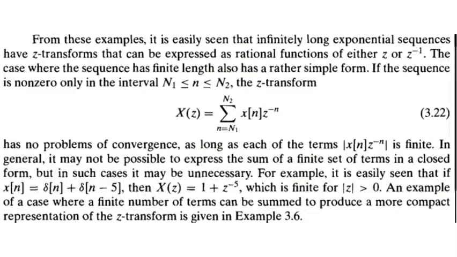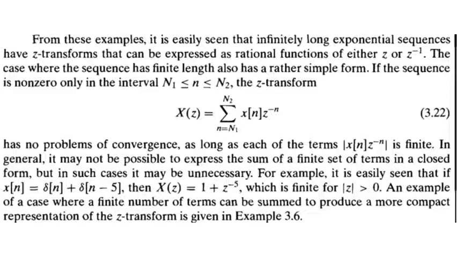From examples 3.1, 3.2, 3.3 and 3.4, we can see that infinitely long exponential sequences have Z-transform that can be expressed as a rational function. We have seen that the Z-transform is always in the form of P by Q. It has zeros, it has poles, which we can express either in Z or Z inverse. The case where the sequence has finite length also has rather simple form.